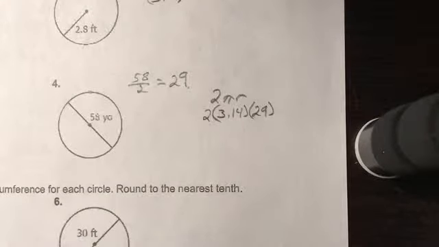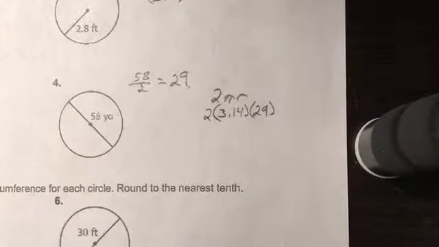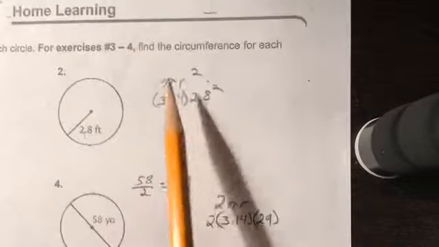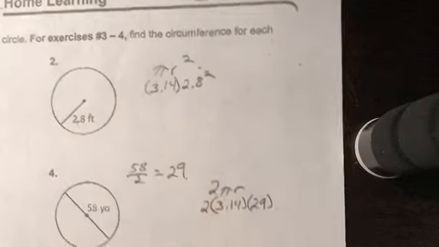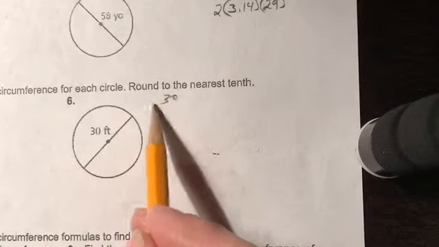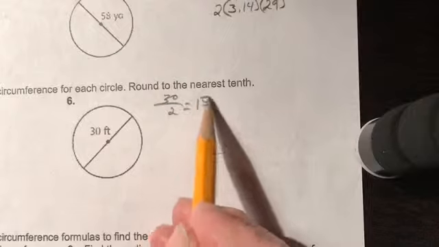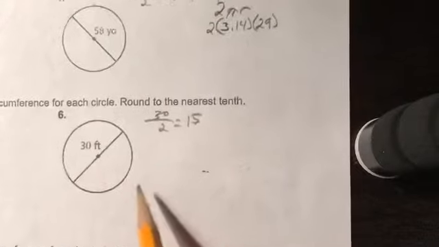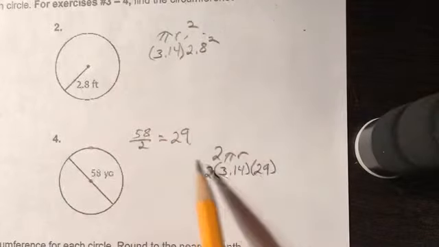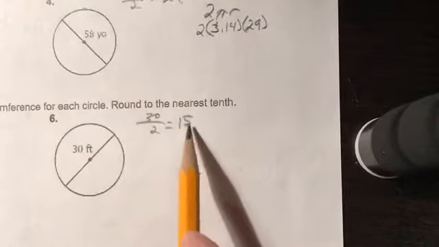Number 6, you need to do both, so find the area and circumference. So you're going to do this and then that for number 6. So be sure to, so 15 feet, that's going to be your radius. So again, that and that, it's 15 there.